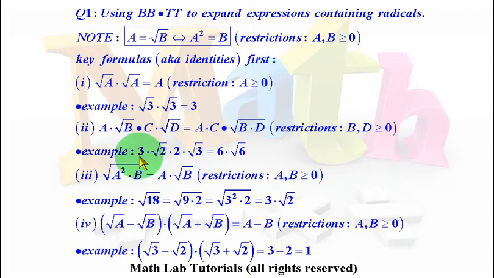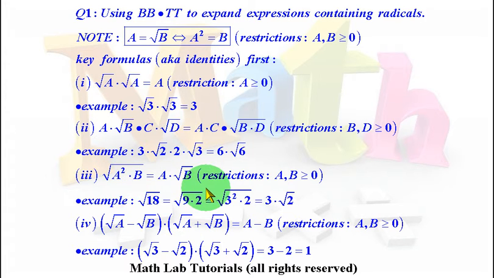Again, some examples, 3 root 2 dot 2 root 3. Multiply the good guys together, you get 3 dot 2, which is 6. Multiply the bad guys together, you get 2 dot 3, which is 6. But it's underneath the square root.